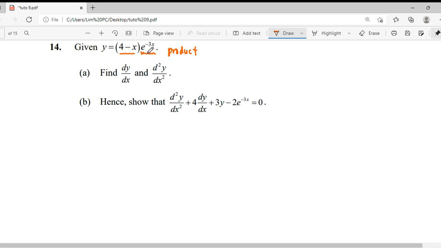This is another function. The question: find the first derivative and the second derivative. Then "hence" means we have to use back our result here to show this equation gets to 0. So we're going to answer our first part (a), where we want to find the first derivative and second derivative.